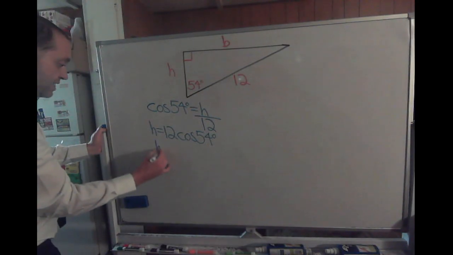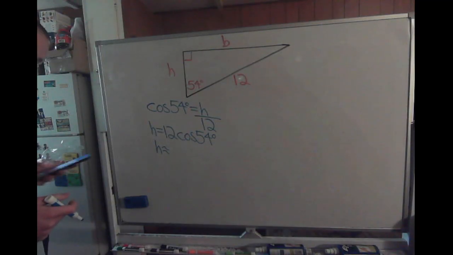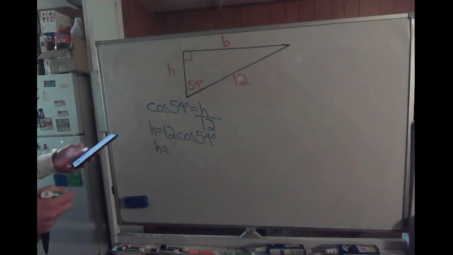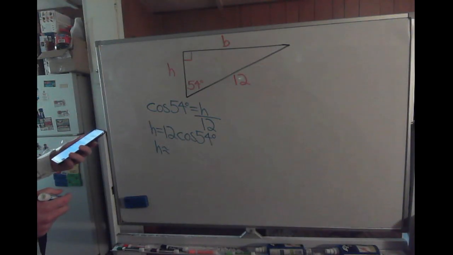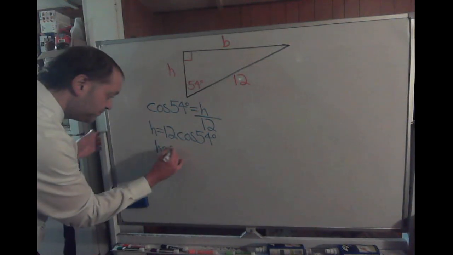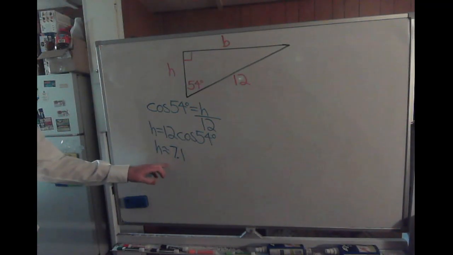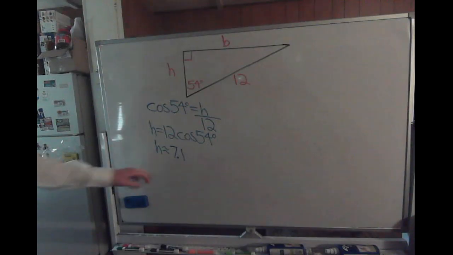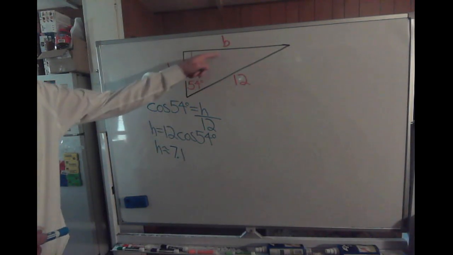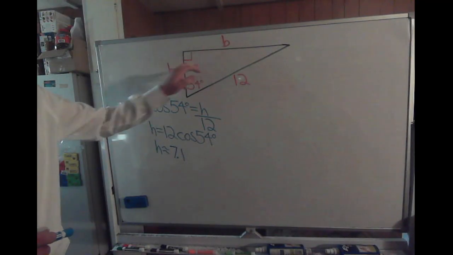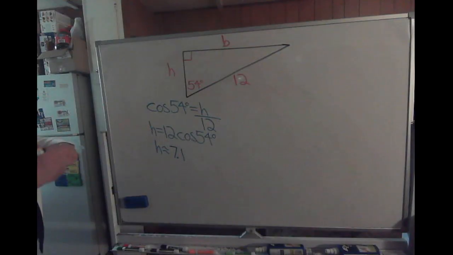which now will get a decimal approximation to about 1 decimal place. What is 12 times the cosine of 54 degrees? It's about 7.1. So the height is approximately 7.1 units, okay? Now we need to find the base. Well, the base is clearly the opposite side from the 54-degree angle. Then you know the length of the hypotenuse.